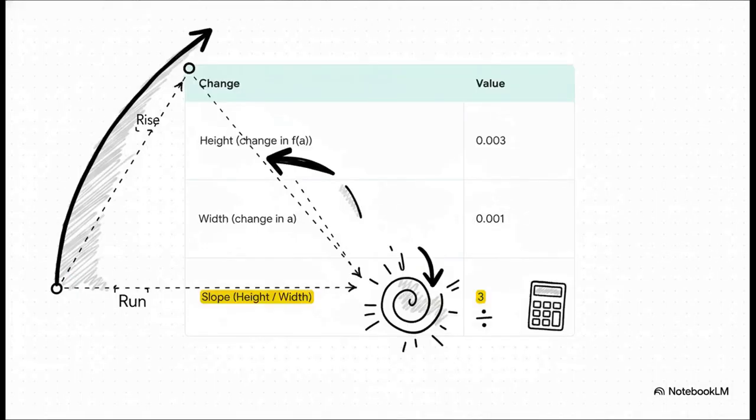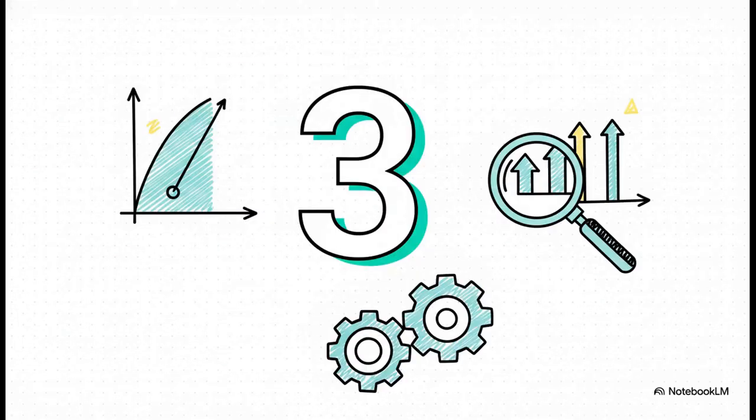Remember rise over run? That's literally what we have here. The change in the function's height, our rise, is 0.003. The change in its width, or our run, is 0.001. So if we divide the height by the width, 0.003 divided by 0.001, we get our slope. And that slope is 3. This is so important. At that specific point, where a equals 2, the slope, the derivative, of this function is exactly 3. It's a number that tells us exactly how much the output responds to a tiny nudge in the input.